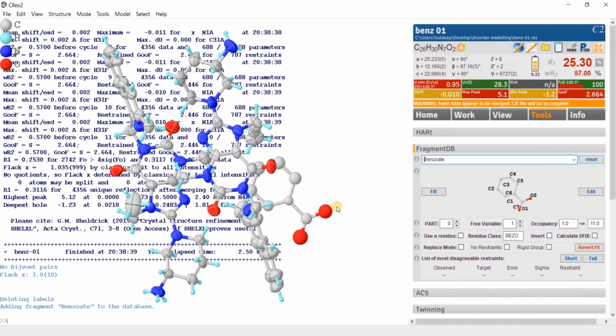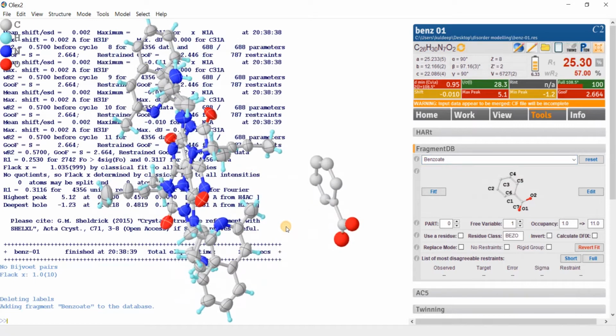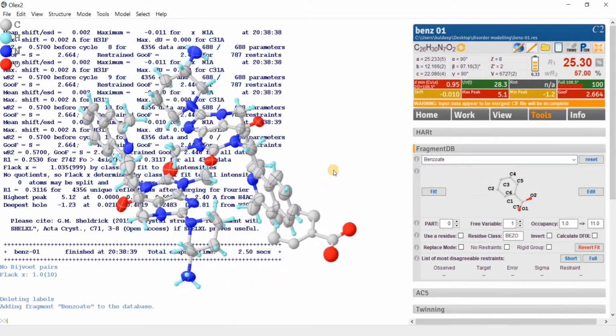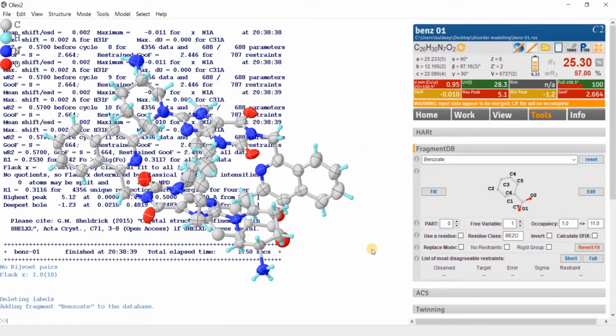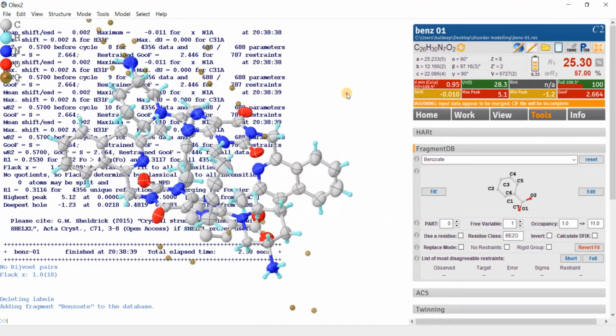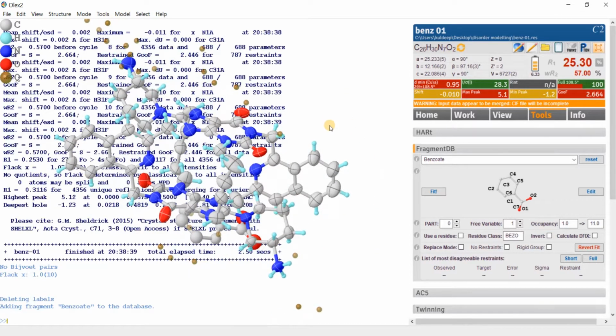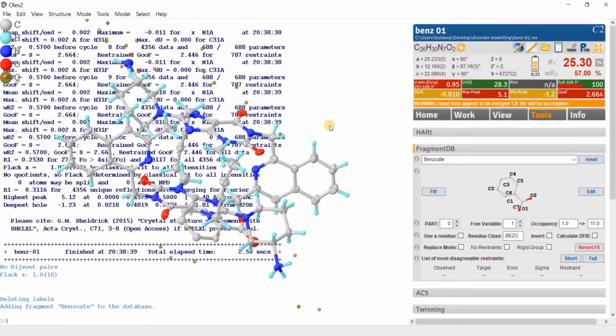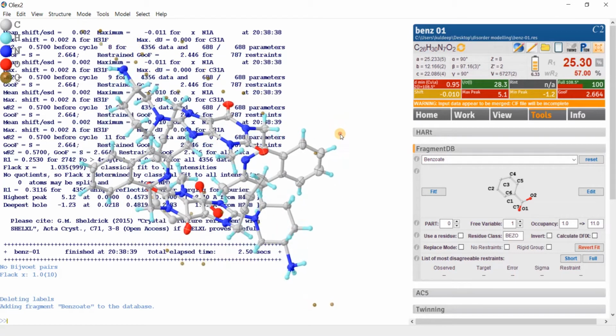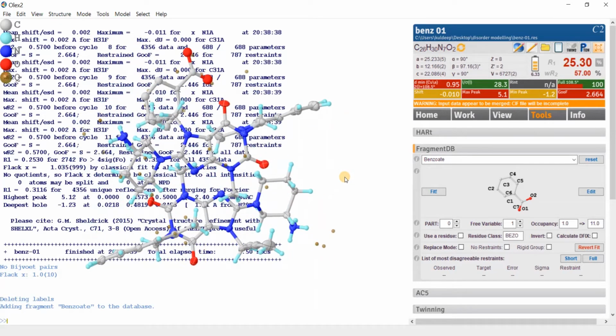So this is benzoate. Now what I have to do is press Control Q again and the Q peaks will appear here. Let's adjust the size of the Q peaks. First tell 20, so the thermal ellipsoids are looking nice now, and then press zoom 300.